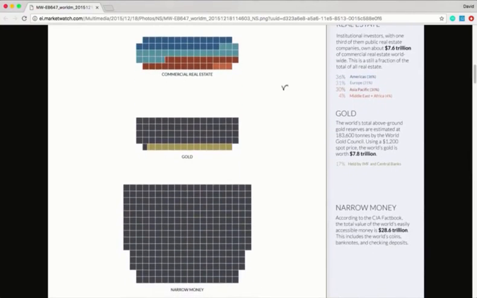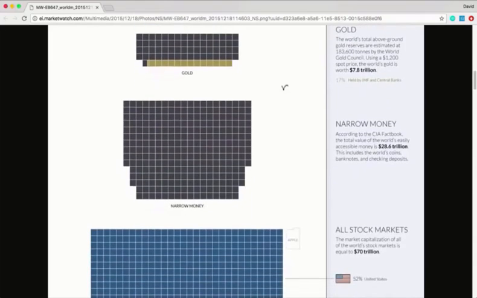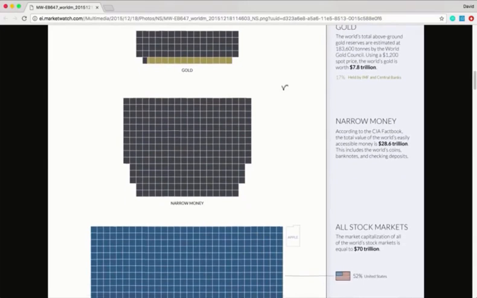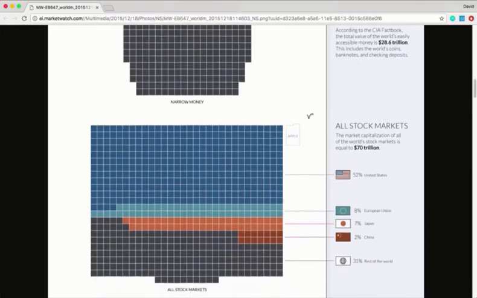If we scroll further down, this is the value of all commercial real estate in the world, $7.6 trillion. We scroll further down, this is the value of all the gold in the world that has ever been mined, $7.8 trillion. Narrow money, this is the kind of money that is easily accessible, including money that is in your savings and your checking account. You don't need to make an application and wait for 7 days to get access to it. That's what they mean by narrow money.